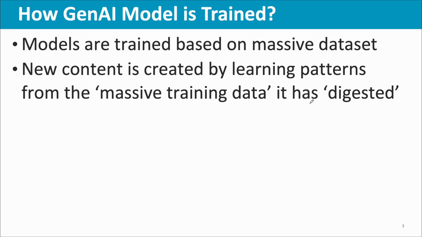These genAI models are trained based on massive data sets. When we say massive data set, it actually includes practically the whole of internet. So these models are trained based on the whole of internet data, so you can just imagine how much data that is. And new content is created by learning the patterns from the massive training data it has digested, based on which the training has been done. It creates its own paragraphs and sentences about that particular topic. Here also it uses its understanding of language as well as understanding of that particular topic.